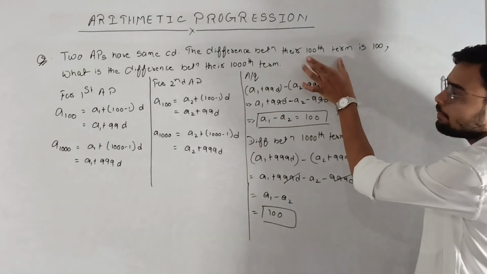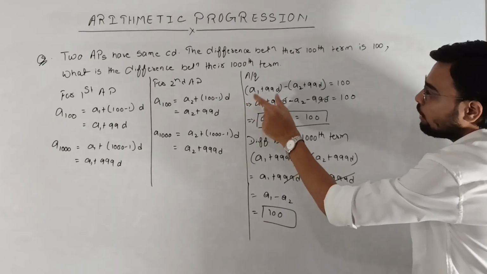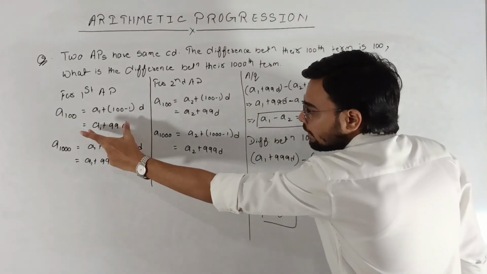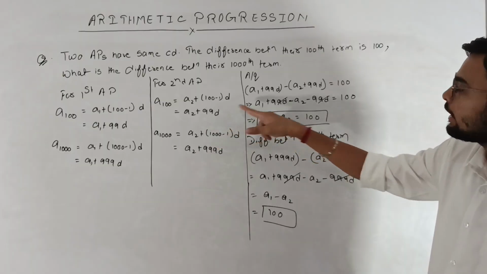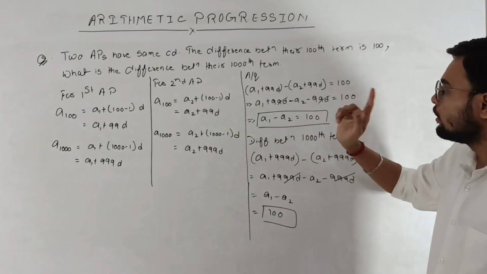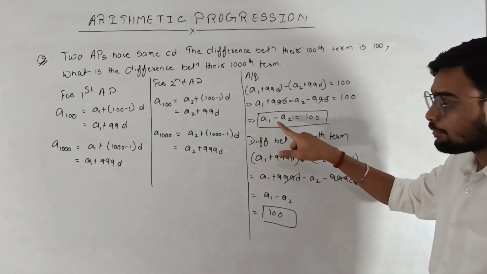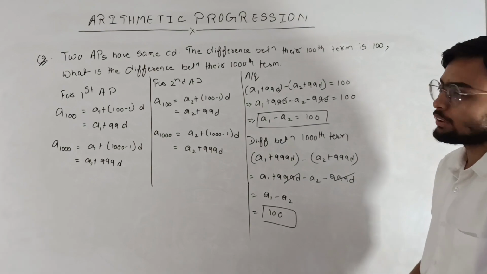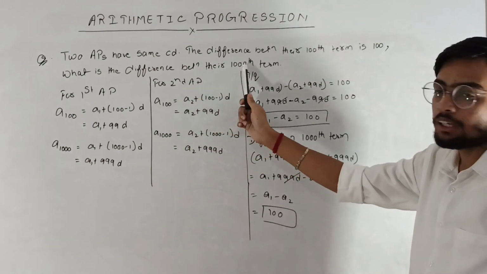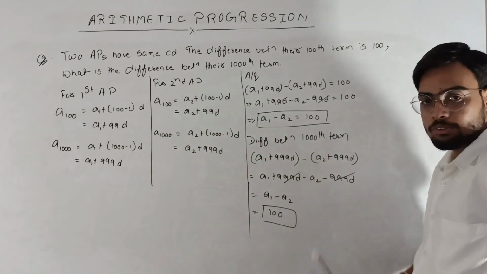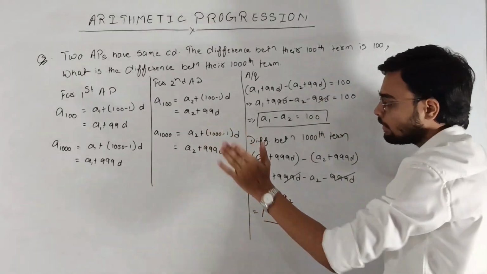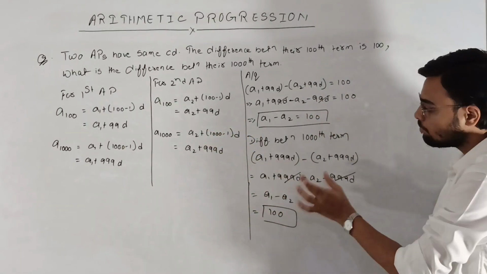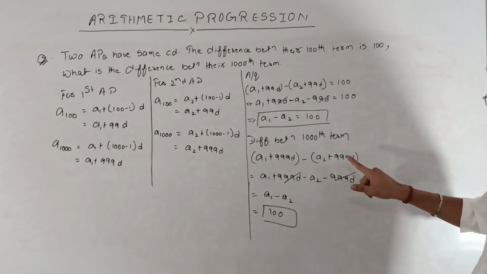The difference of the 100th terms is given as 100. So according to the question, the 100th term of the first AP, A1 plus 99D, minus that of the second AP, A2 plus 99D, is 100. Then after calculating this, I get A1 minus A2 is equal to 100. Now the question is asking for the difference between their 1000th terms. So the difference between their 1000th terms is, this is the 1000th term of the first AP, and this one is for the second AP. So A1 plus 999D minus A2 plus 999D.